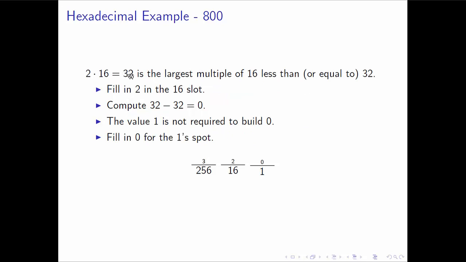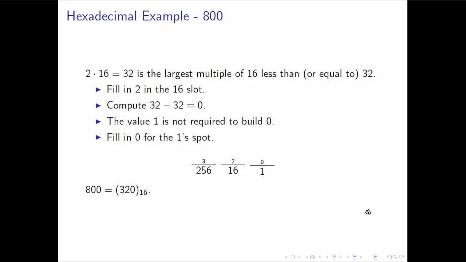Now, 2 times 16 happens to hit 32 exactly. The largest multiple of 16 less than or equal to 32. So I need 2 copies of 16 and 3 copies of 256, and if I combine those things, I'll end up with my number 800. Since I hit 32 exactly on the nose with these copies of 16, there isn't anything left, so the value 1 is not required in order to build what's left when this is done. So I don't need any copies of 1. Put a 0 there, and I'm left with 800 being represented as 320 in base 16.